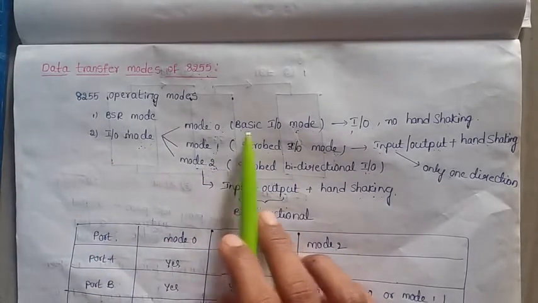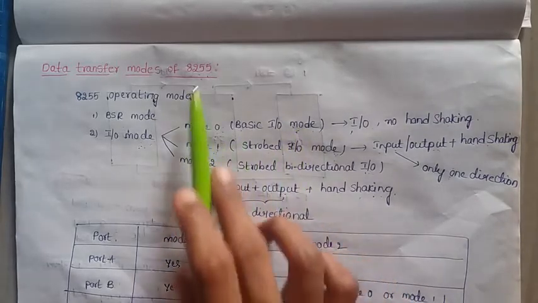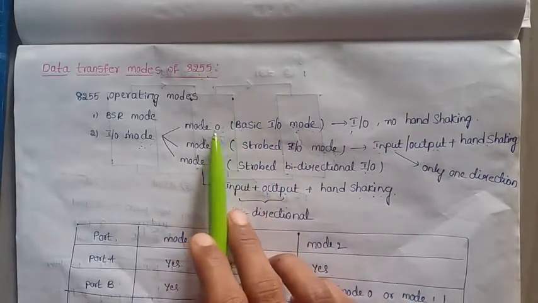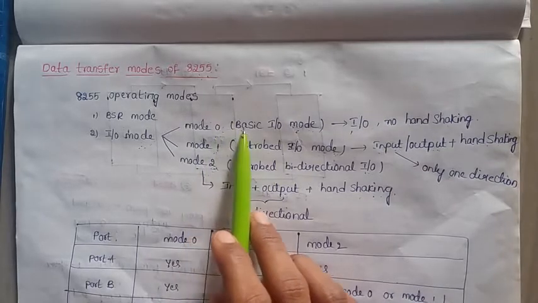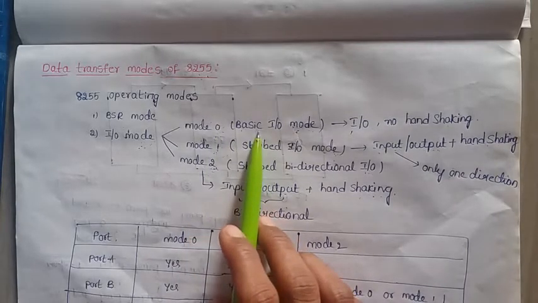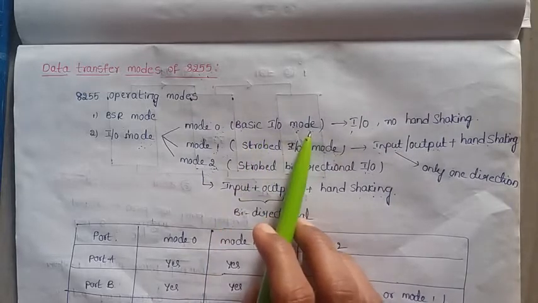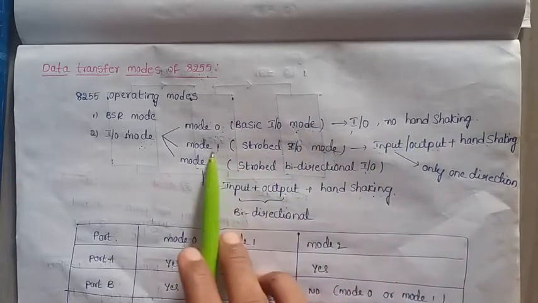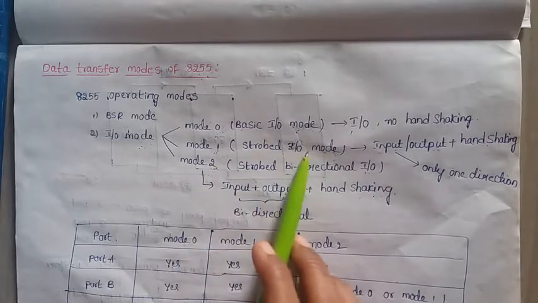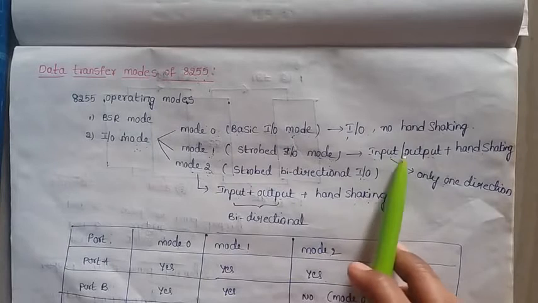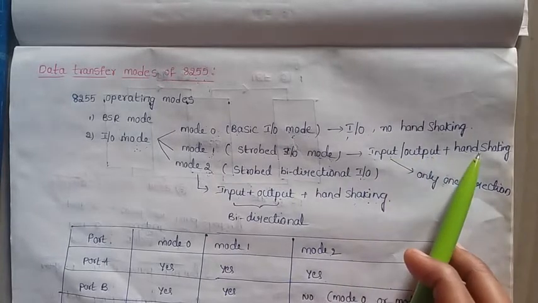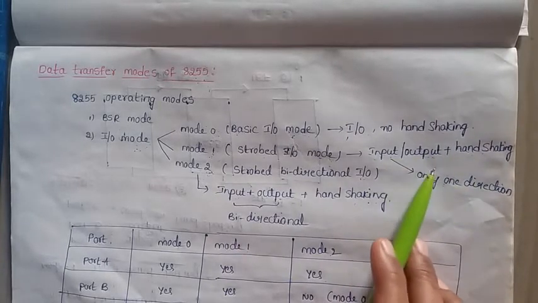Mode 0 can also be called as basic IO mode. When you operate 8255 in this mode, all three ports are available in mode 0, and those three ports can be configured either as input port or output port. We can use those ports either input or output without handshaking. Coming to mode 1, other name is strobed IO mode. In this mode, ports are available and those ports are either input port or output port with handshaking. Handshaking is possible only in one direction.